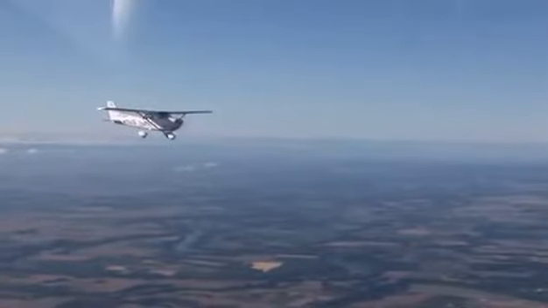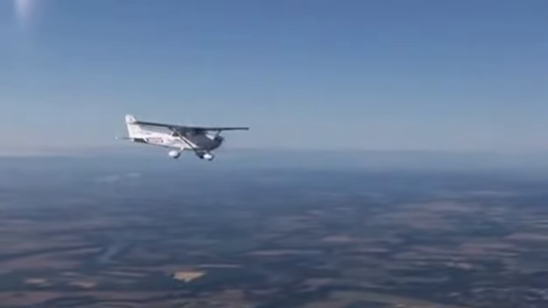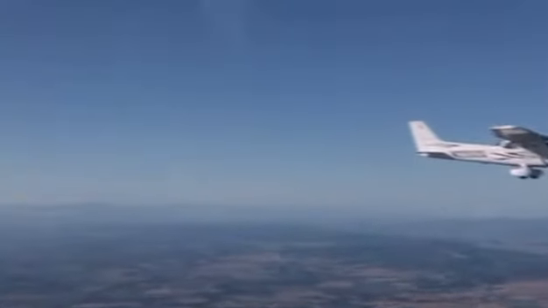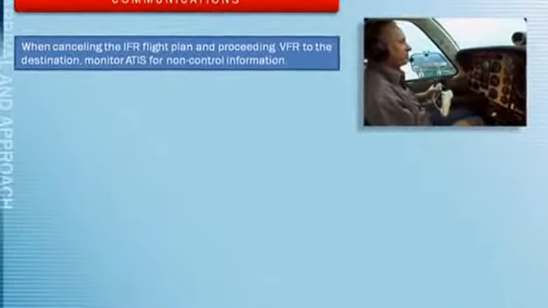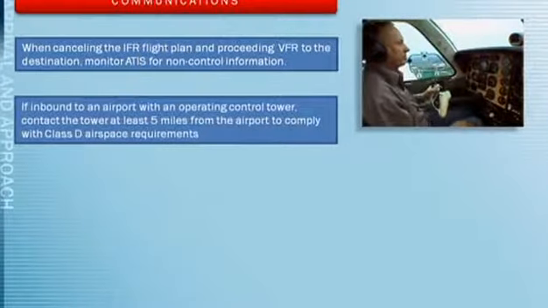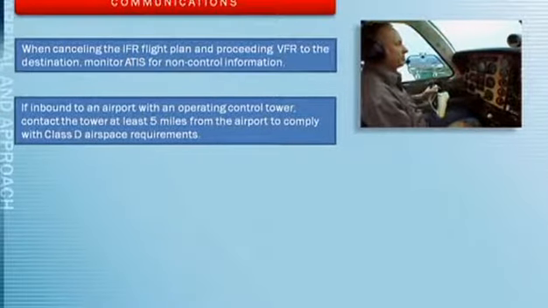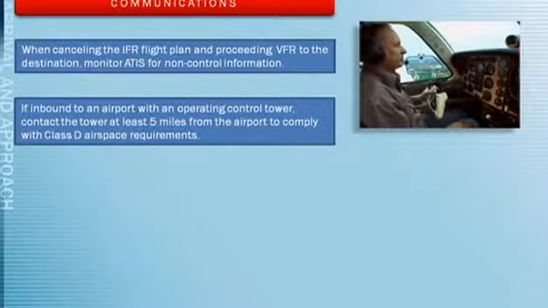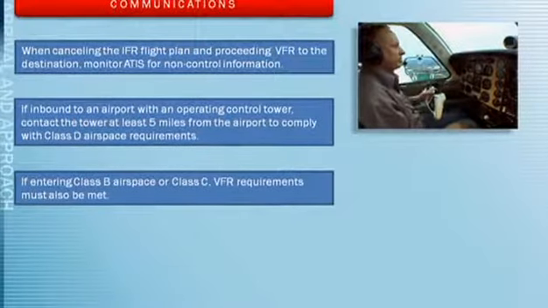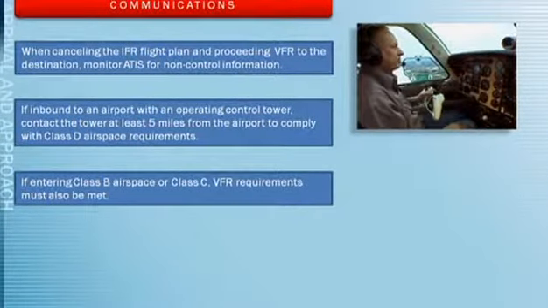What happens if you cancel IFR and proceed to the airport under VFR? You will be expected to monitor any available ATIS for runway and weather information on your own, and if the arrival airport has an operating control tower, you will communicate with them at least 5 miles from the airport to comply with Class D airspace requirements. If entering Class B airspace or Class C airspace, VFR requirements must also be met.